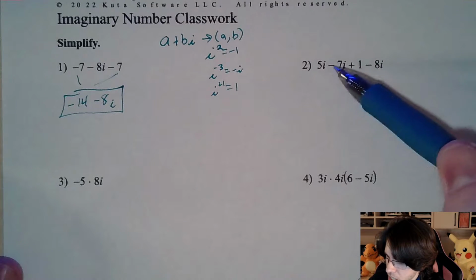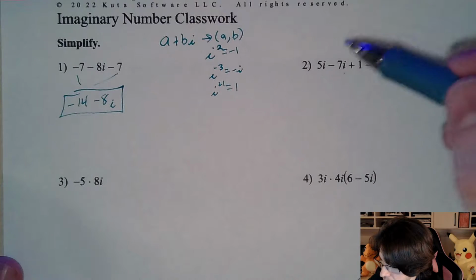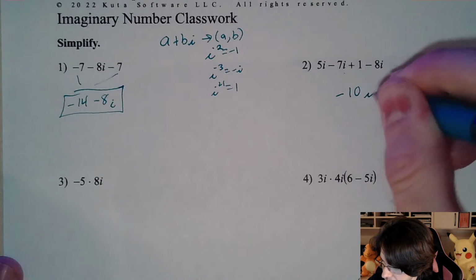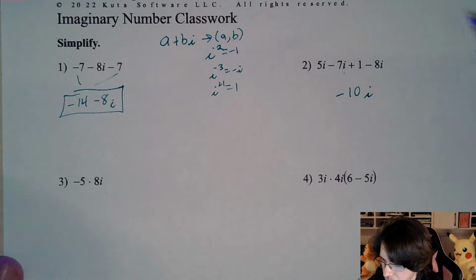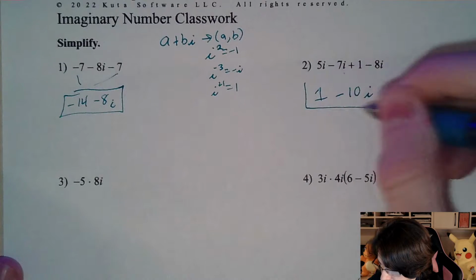Continuing on, we have 5, -7, -8. All of these guys are like terms. 5 minus 7 is -2. -2 minus 8 is -10 with the i, but remember it's a plus bi, so the -2 must go first. That's it.